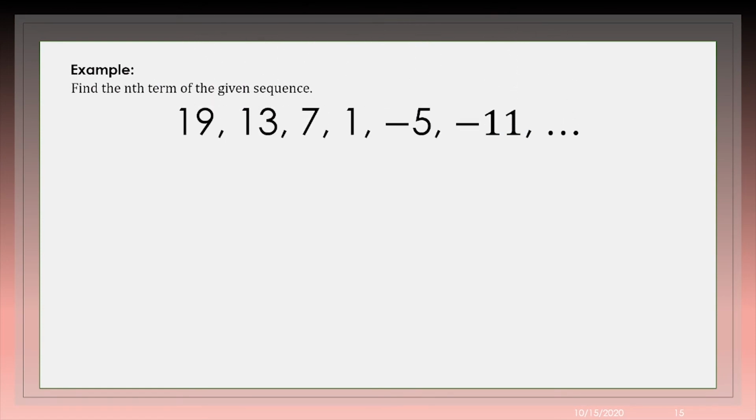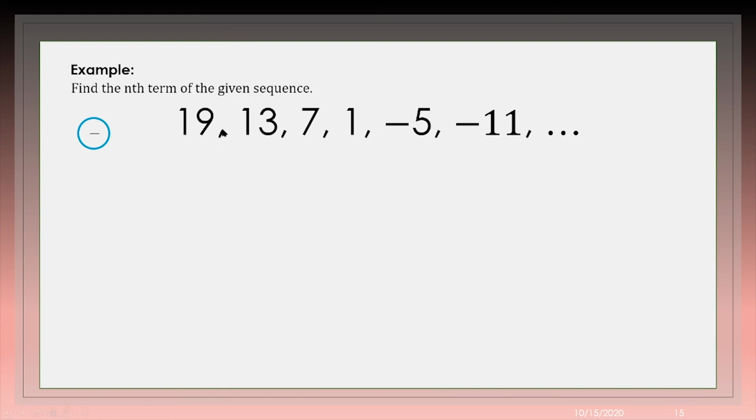Okay, so let us try another example. Let us observe the given sequence. As you can see, the given sequence is decreasing. So it means that, if this is an example of a linear sequence, the common difference is negative. So, let us find out.